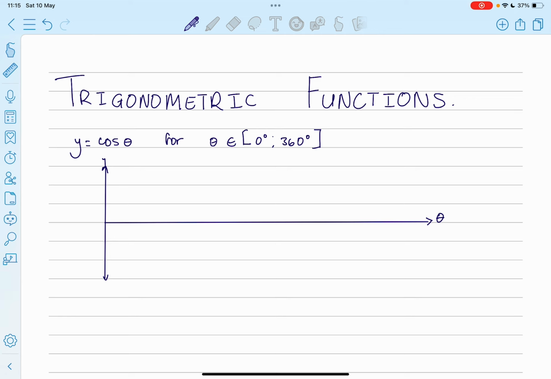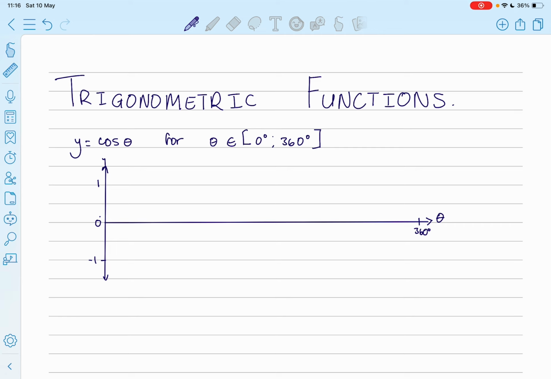It has its maximum at positive 1, and this is 0. And then it has its minimum at negative 1. And then we're also plotting between 0 degrees and 360, meaning that 360 is our maximum in our domain. And the other critical values are 90, 180 degrees, and 270 degrees.